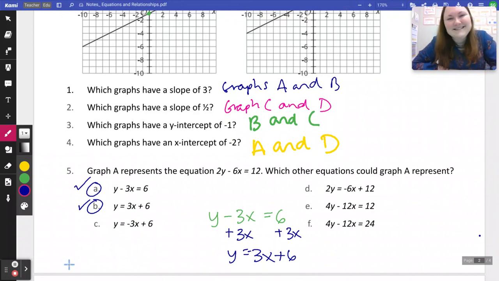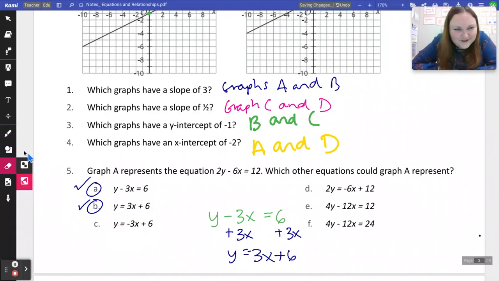Remember, we've had this theme, right? Whatever you do on one side of your equation, you have to do on your other. So if I'm comparing equation C to the original equation, equation A or equation B, equation C is not equivalent. I'm not allowed to just throw in a random negative sign on one of my terms. So that equation would look different than our equations here.